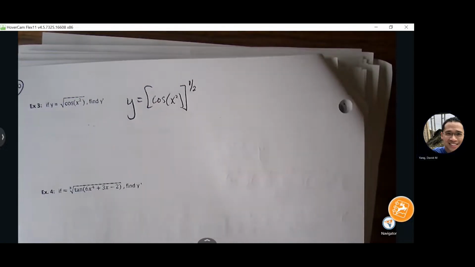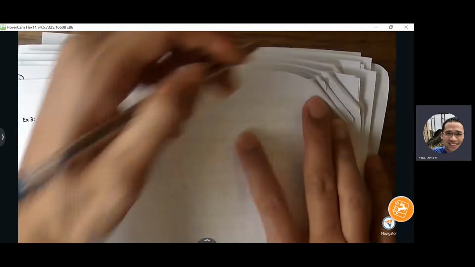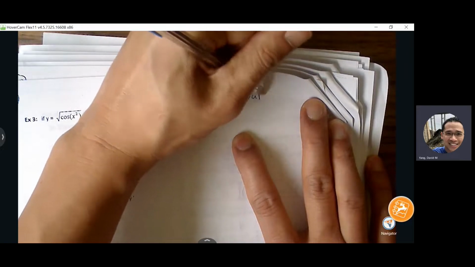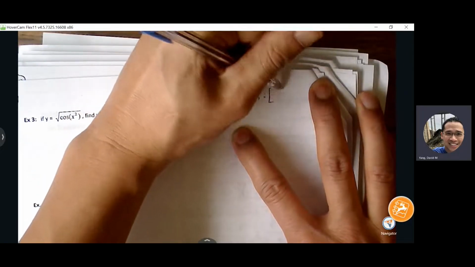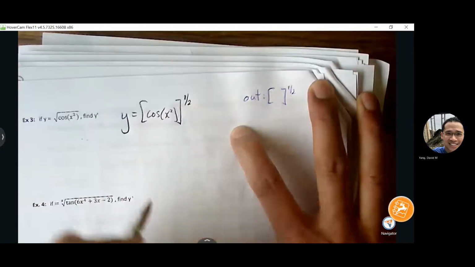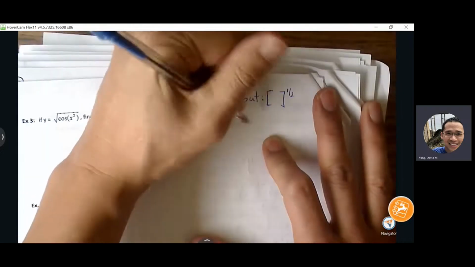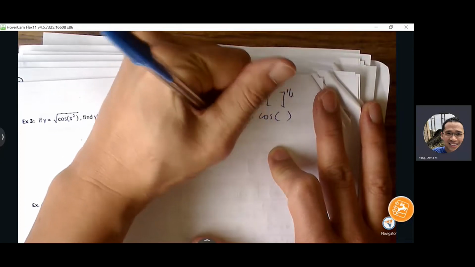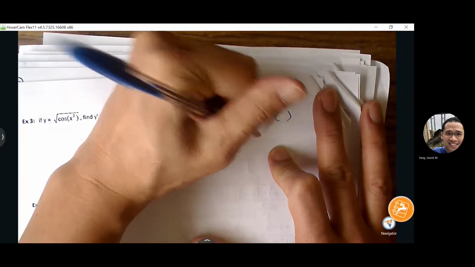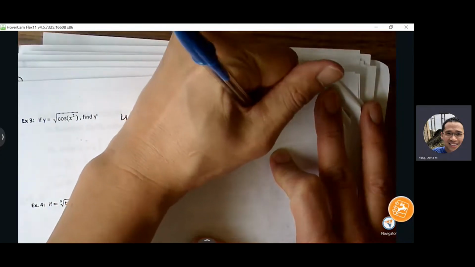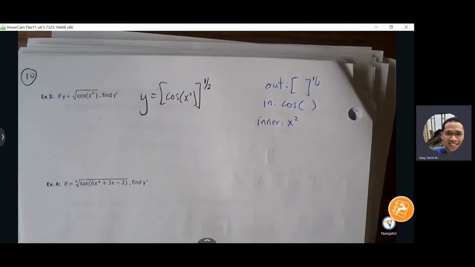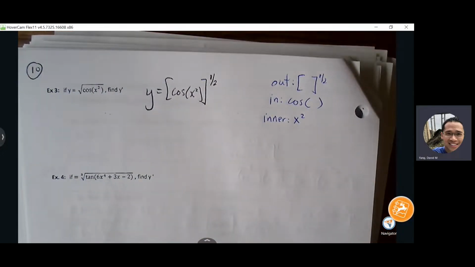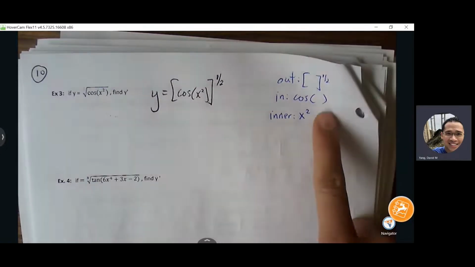Now, I want us to see the different layers that are involved here. You got the outside portion, which is that bracket or parentheses to the 1/2. You got that inside portion, which is the cosine. And then finally, there's that inner portion, which is that x squared. So we're going to have to take turns with each derivative and place them in a different spot away from each other. Okay, so outside derivative first.